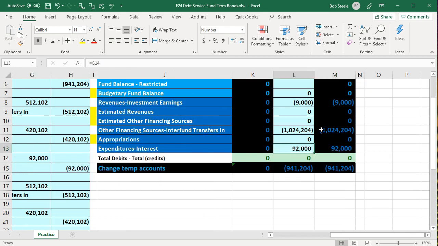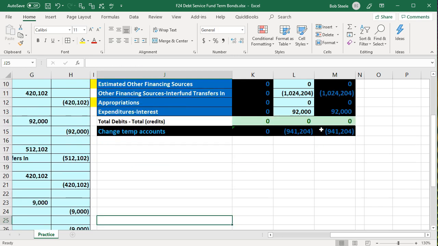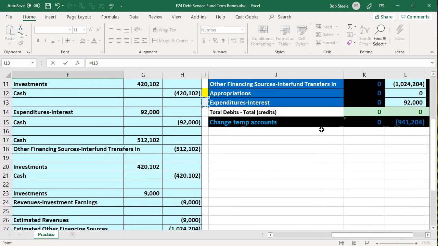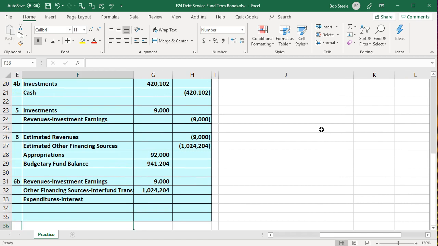And then we have the expenditures for the interest. That's going to be the last one. It's got a debit in it, like a normal expense would. So we're going to credit it to make it go away, because we're closing it out to where we want it to go, which is the fund balance, of course. And that's going to be for a credit of the 92,000 that was in there, I believe, I hope. And so the difference then, debits minus the credits, negative sum, is going to be the 941,204.